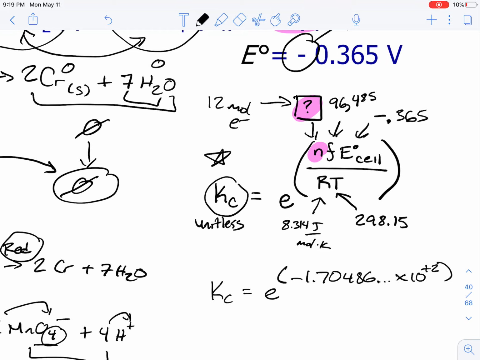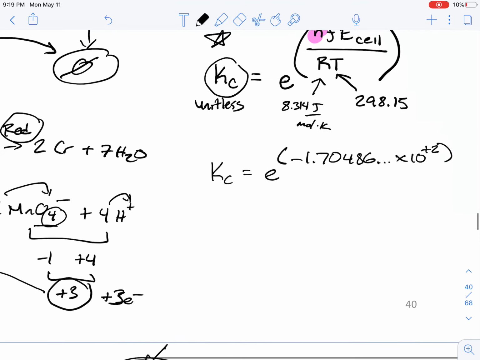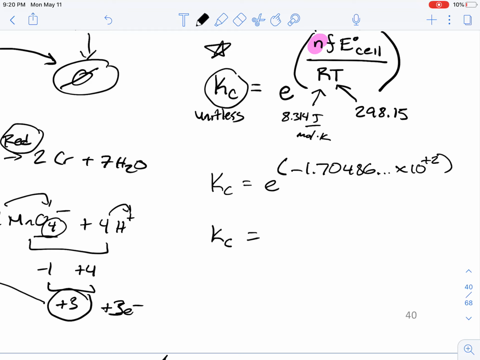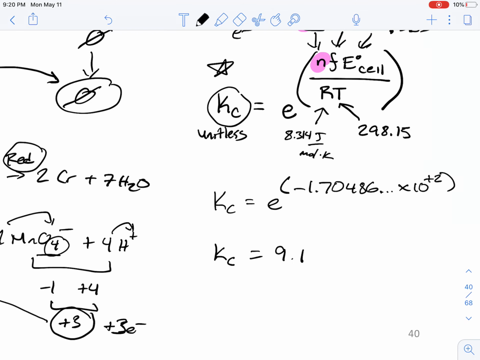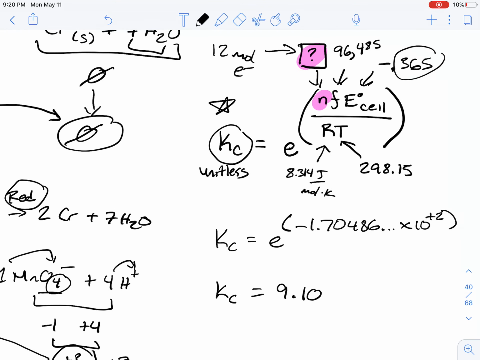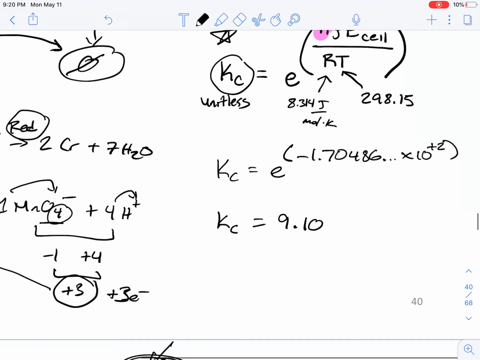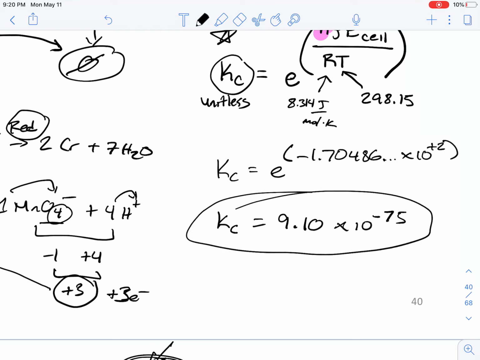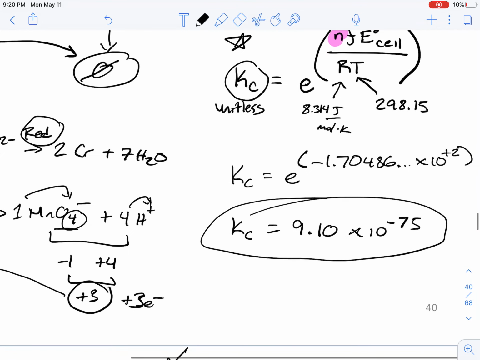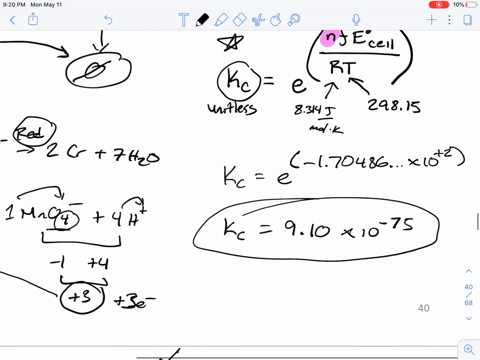So if I were to take the anti-natural log, my Kc value is going to be 9.1. Sorry, it's 9.10, so 3 sig figs. So here 3 sig figs. 9.10 times this by 10 to the negative 75. That's really small. That's far less than 1. So this is telling you that at equilibrium, the reactant side is favored.